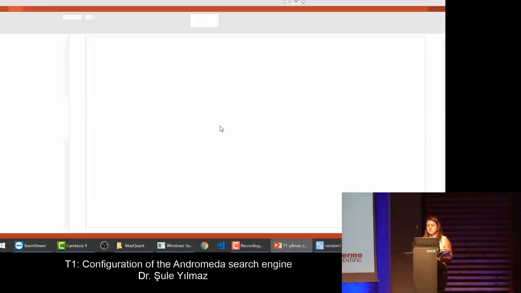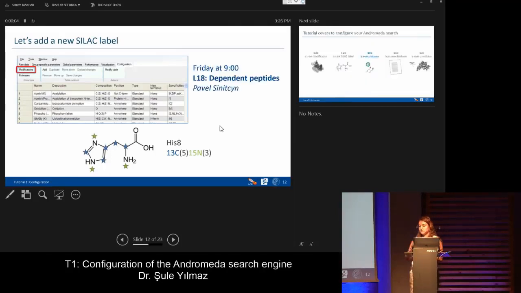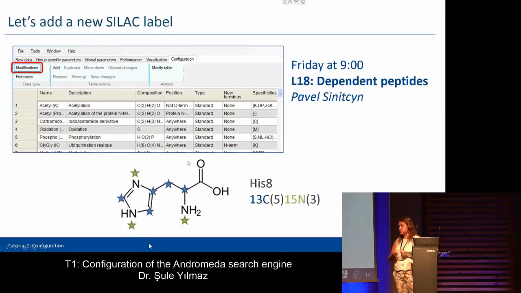Before we start the next assignment about this modification, it will be good to make a small advertisement about one of the lectures related to dependent peptides. Sometimes you know what you're searching for in your sample, but there might be some interesting modification, and then you can find them with the dependent peptide option. And then on Friday morning, Pavel is going to give you details about this dependent peptide option.